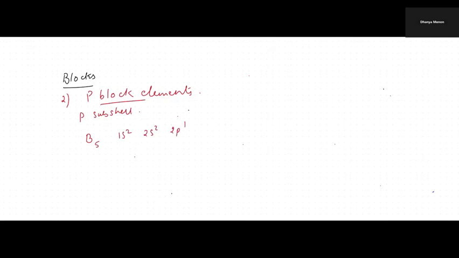So, what is the period number here? This is the period number. So, it is in the second period. And the valence electron enters the p subshell. So, it belongs to the p-block. Carbon is 6: 1s2, 2s2, 2p2. This also belongs to the second period, and because the last electron enters the p subshell, this is also called a p-block element.